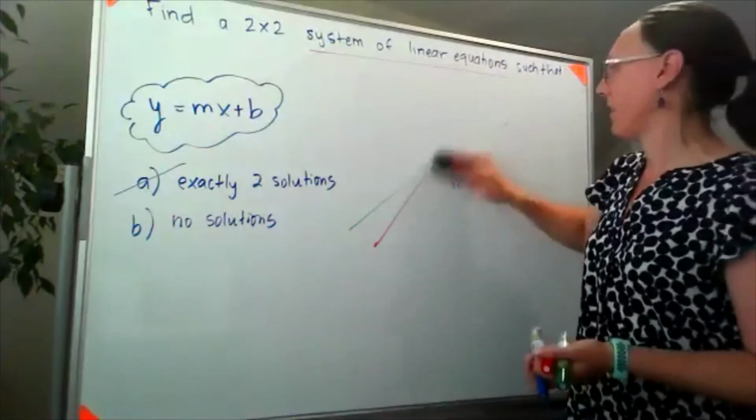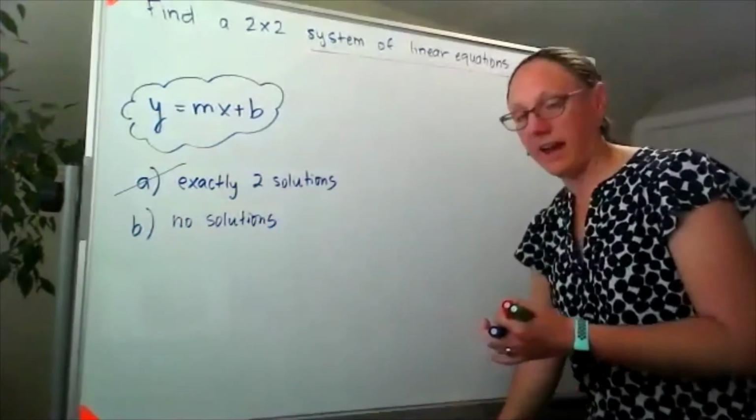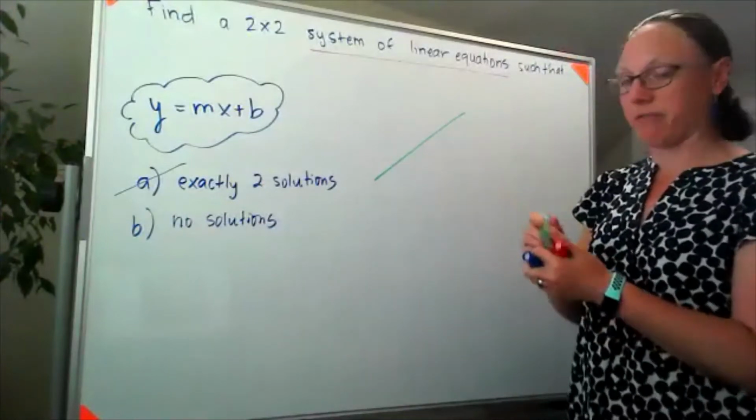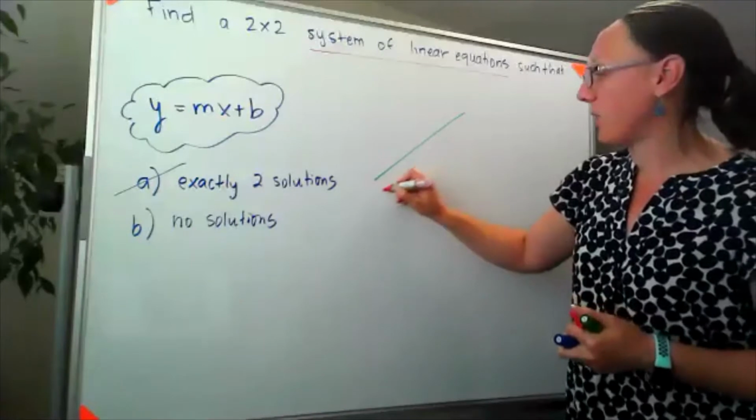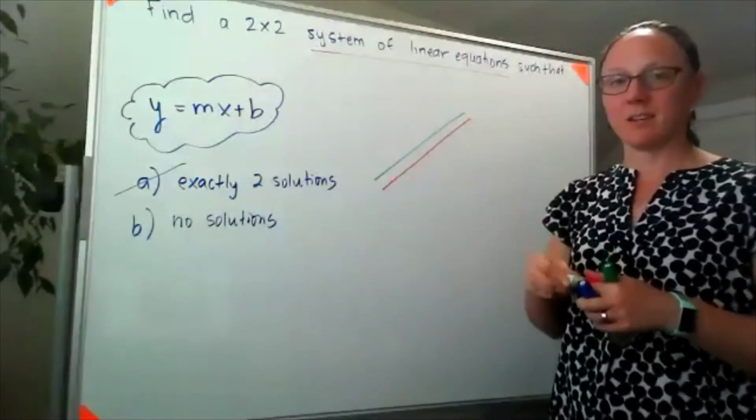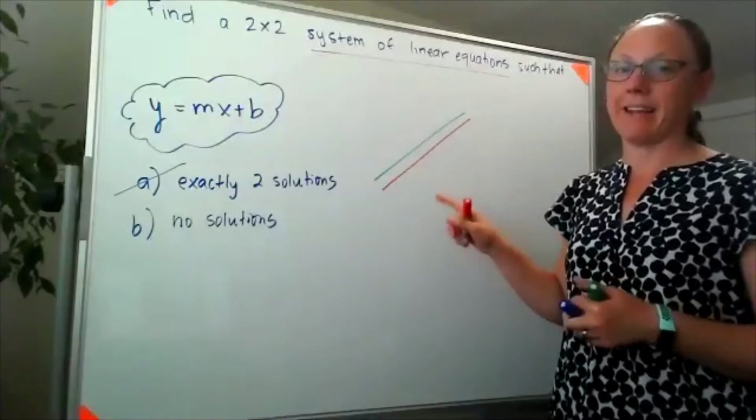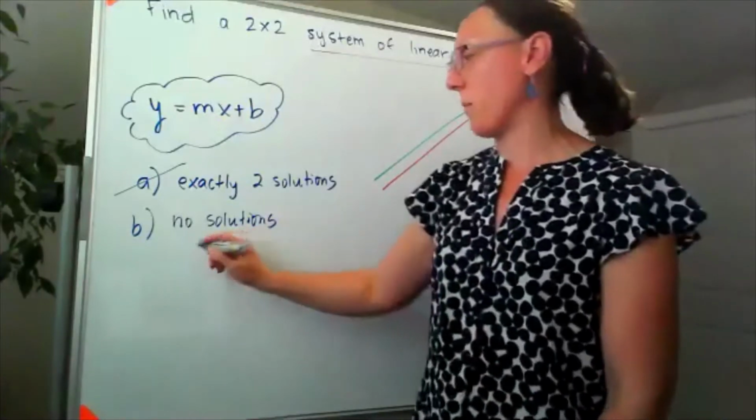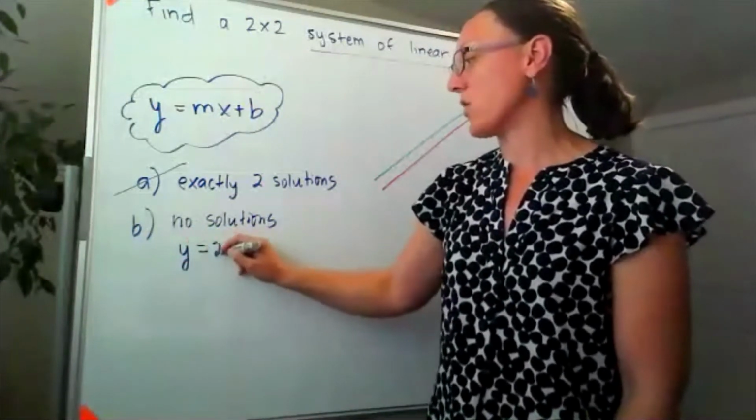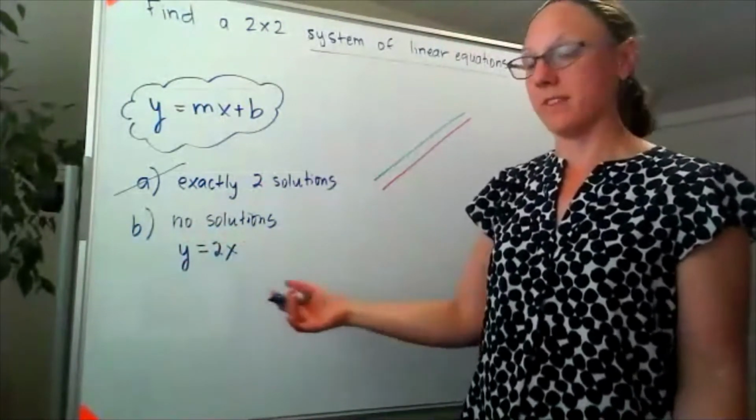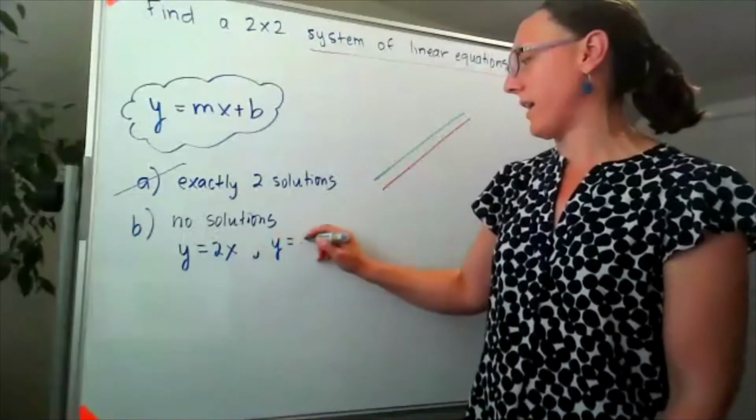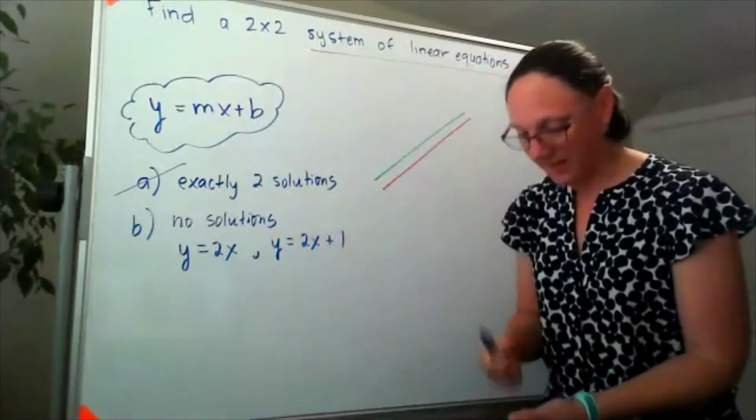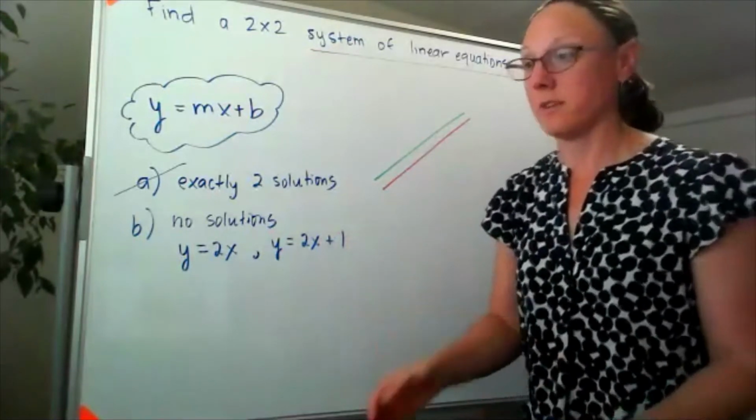Now graphically, that's going to look like I have two lines, but in order to have no solutions, they can't ever cross. And the only way I know of to make two lines that don't cross is to make them parallel and give them different intercepts. So we just needed any example. I'm going to keep my life easy and say y equals 2x, and then I need another equation with the same slope. So how about y equals 2x plus 1? That's going to be a system with no solutions.